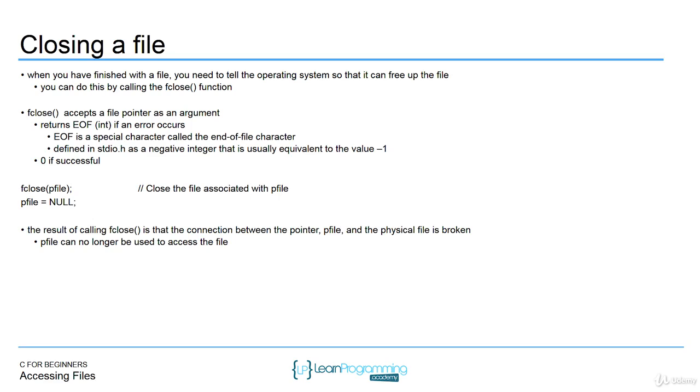And the result of calling fclose is that the connection between the pointer, the p file, and the physical file is broken. P file can no longer be used to access the file for reading, writing, or appending, or renaming. If the file is being written to, the current contents of the output buffer are written to the file to ensure that the data is not lost. So you don't have any problems with data integrity. You're not going to actually close the file if it was being written to in another thread. So it's thread safe. We haven't talked about threads. That's more an advanced concept. But it's where you can have multiple execution points in your program.